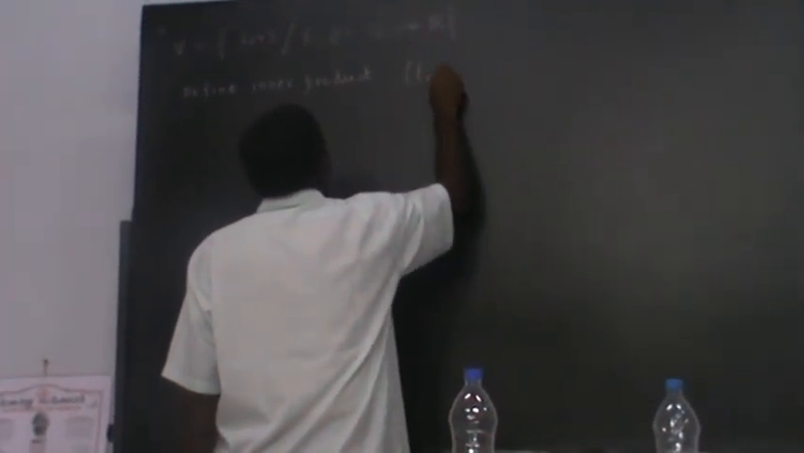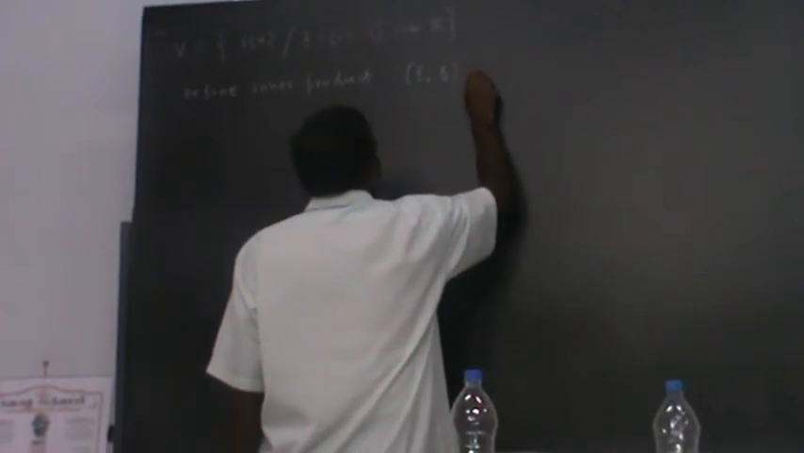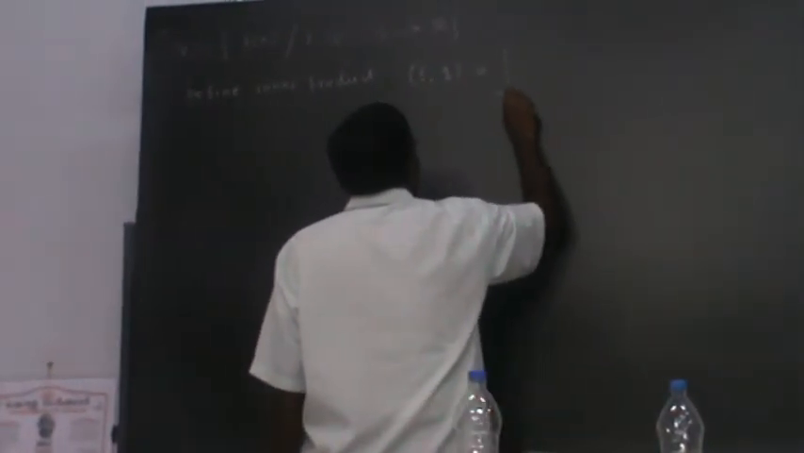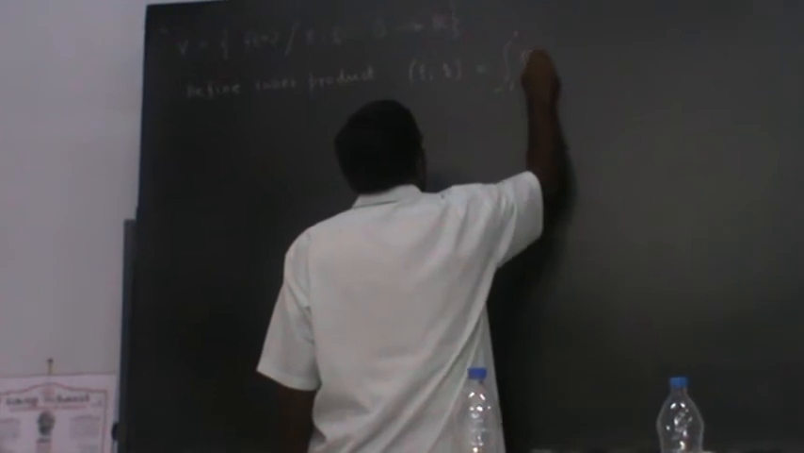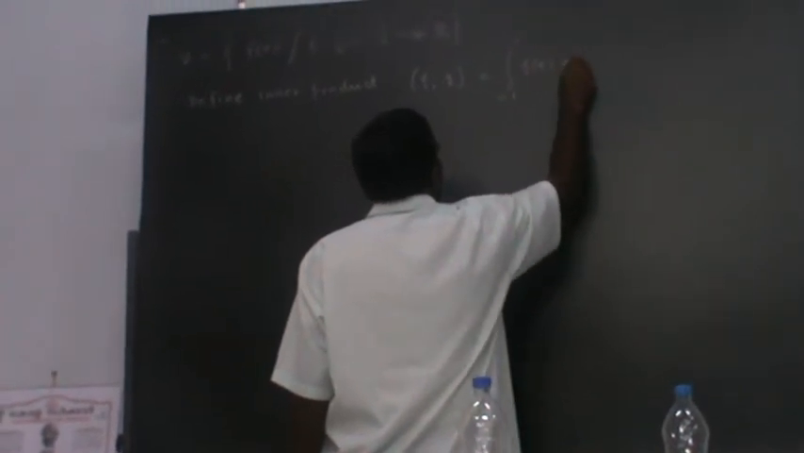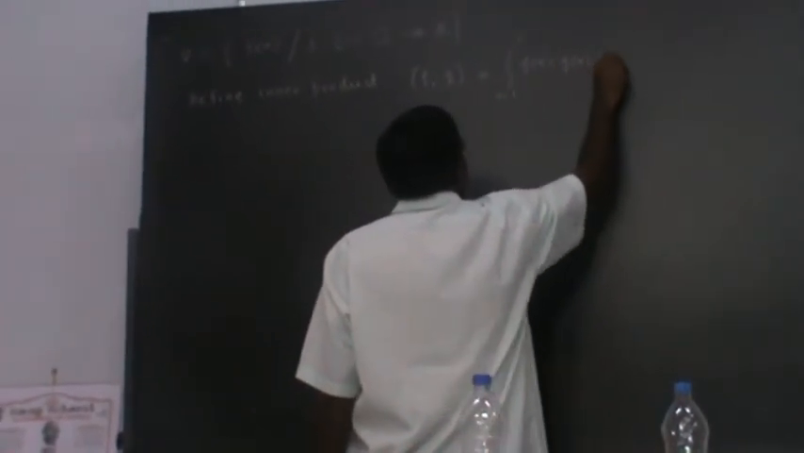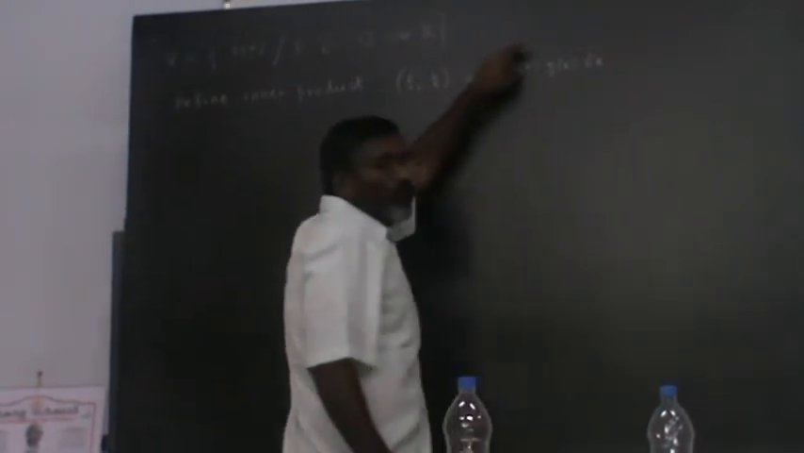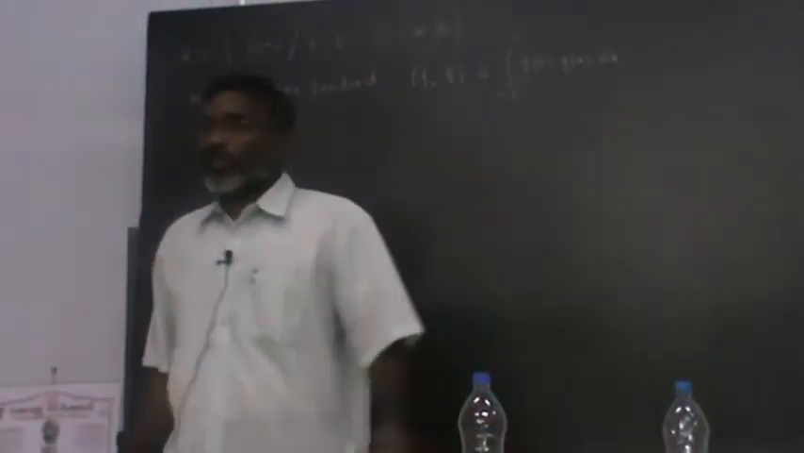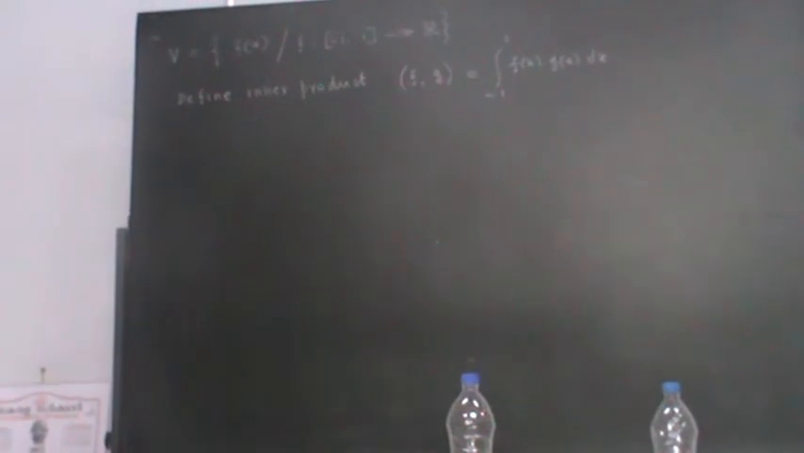Integral of f comma g is equal to the integral from -1 to +1 of f of x into g of x dx. Basically, it is the same as f star of x, but since it is a real valued function, f star of x is the same as f of x. So this is my inner product.